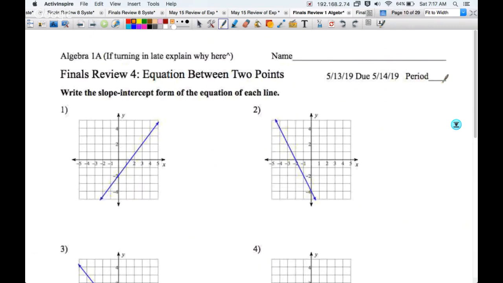Number 4, equation between 2 points. Write the slope-intercept form of the equation of each line. So I look where it's crossing my y-intercept. That gives me my b value. b is equal to -2.